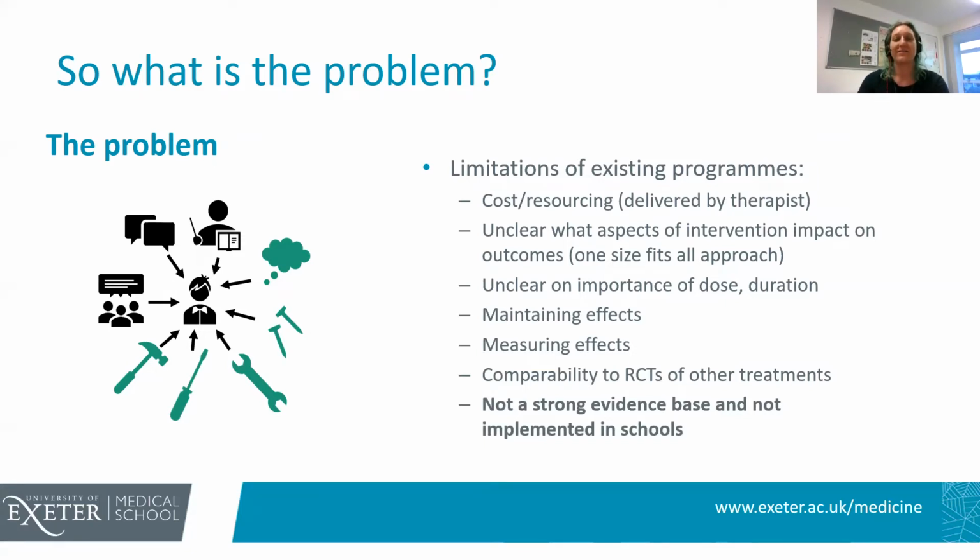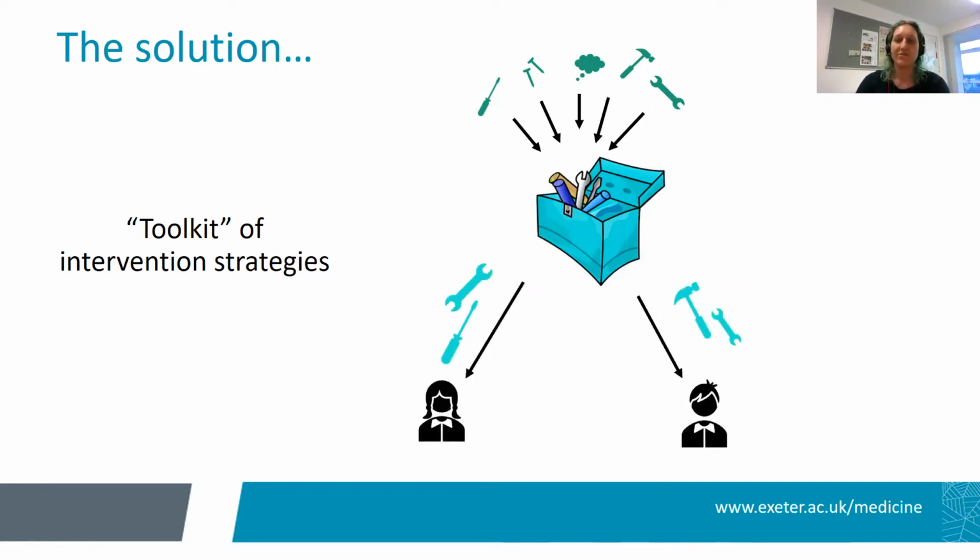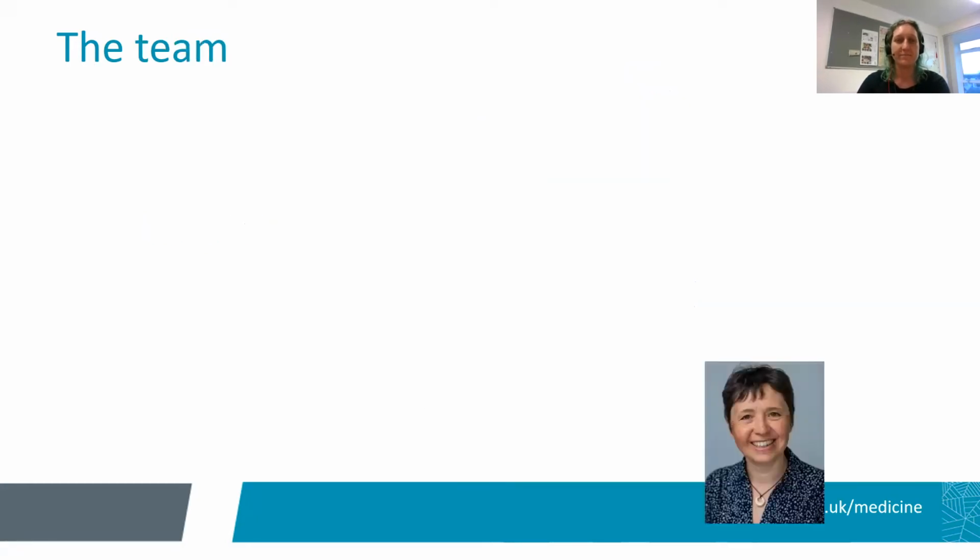And these things that do exist are just not implemented in schools because we don't have therapists on call all the time. So the solution that I'm proposing is that we develop this toolkit of intervention strategies. So we take the bits that we know work from other research and from talking to families and looking at theory, and then we deliver just the tools that individual children need to that child. So that's where the individualized bit comes in.